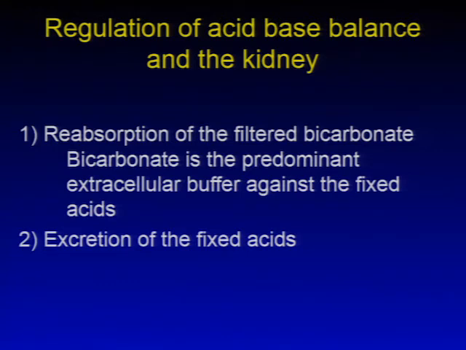Regulation of acid-base balance by the kidney is done by two main mechanisms. The first one is the reabsorption of filtered bicarbonate. Bicarbonate is the predominant extracellular buffer against fixed acid. The second is excretion of fixed acids.